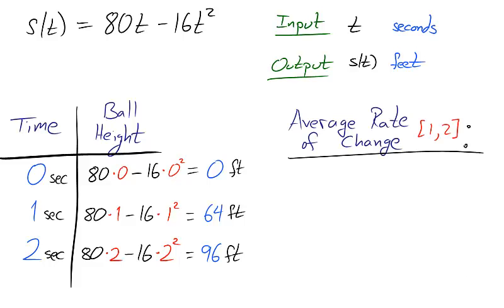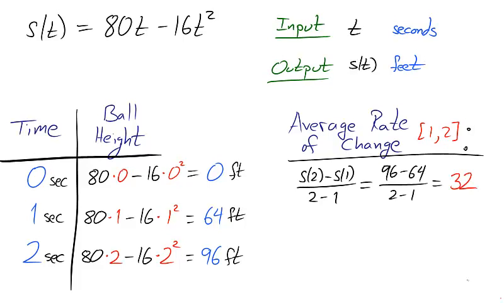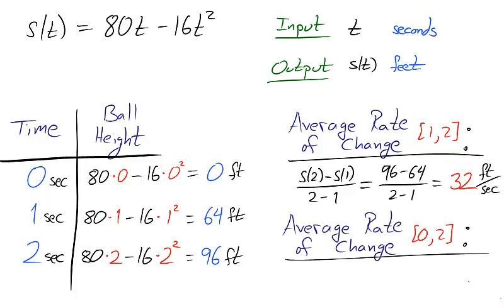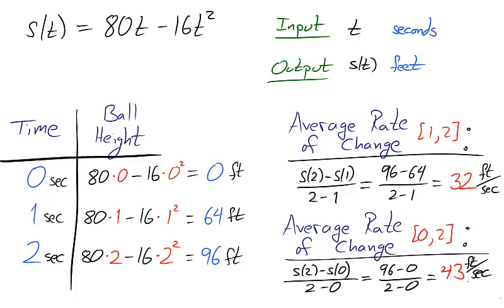The average rate of change for s between times 1 and 2 is 32. This number represents the average change in feet which the ball moves over 1 second. And if we calculate the average rate of change for s between times 0 and 2, we obtain 43. 43 what? 43 feet per second. The average change in feet per second over those 2 seconds.